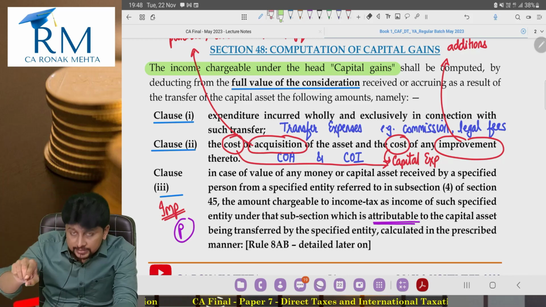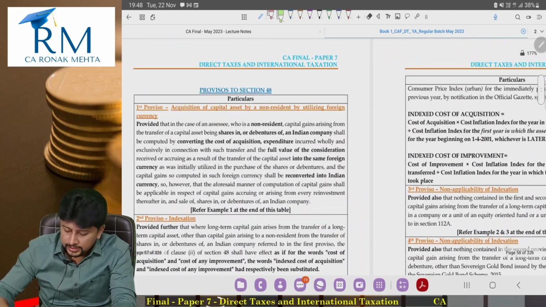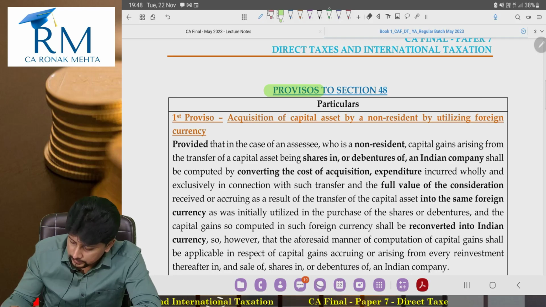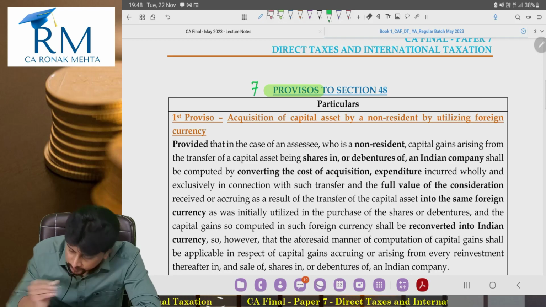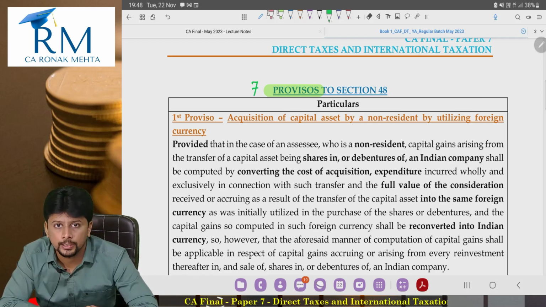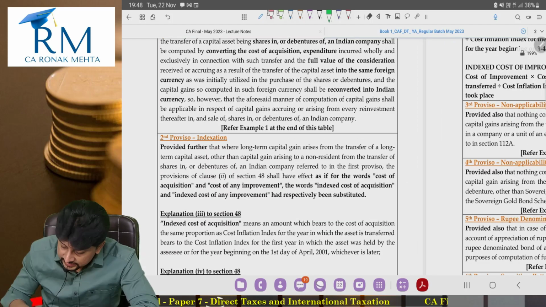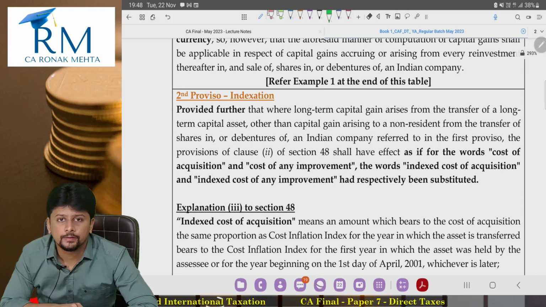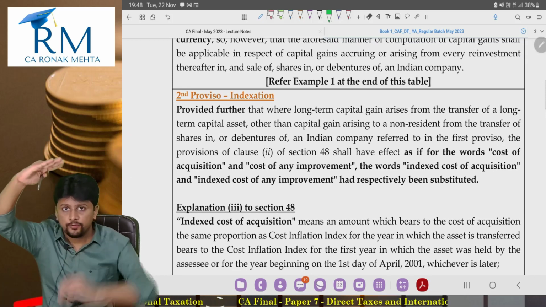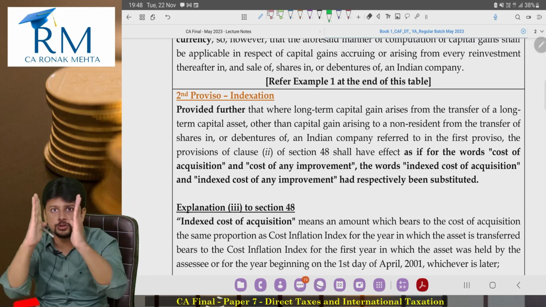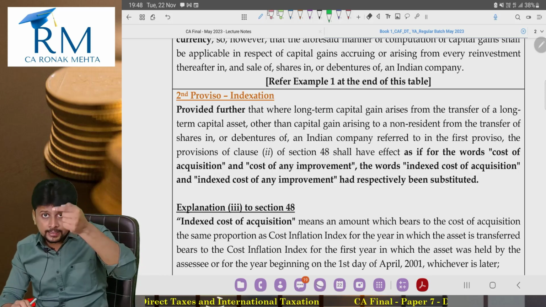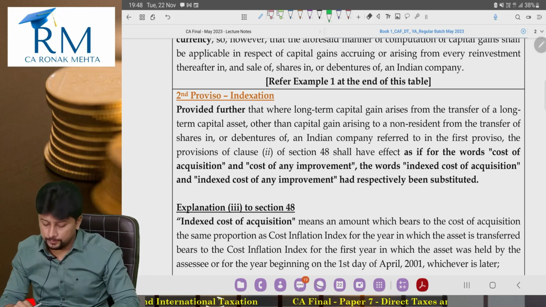After writing this entire formula, what the Income Tax Act did was, it created provisos. There are 7 provisos created in section 48. And in the second proviso, indexation is covered. So there is a main formula in section 48, the initial part of section 48, which gives you the main computation method. Then the second exception, the second proviso.